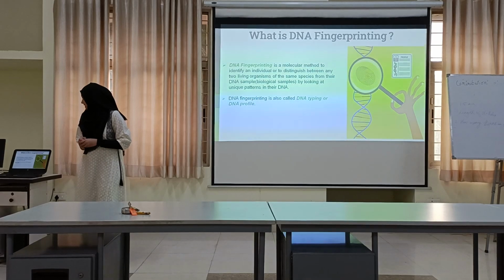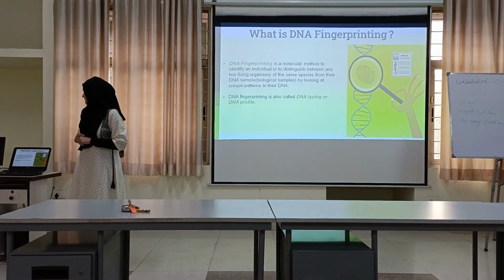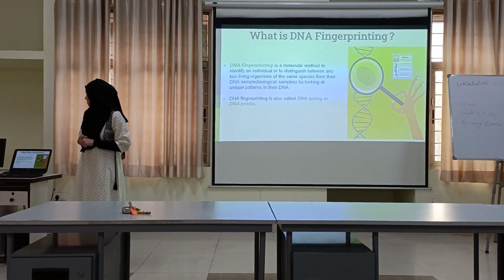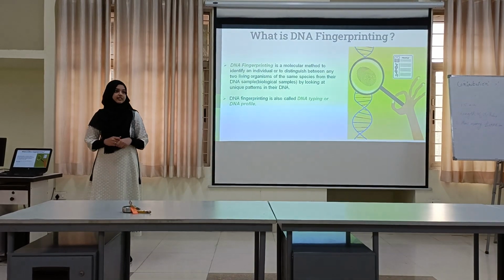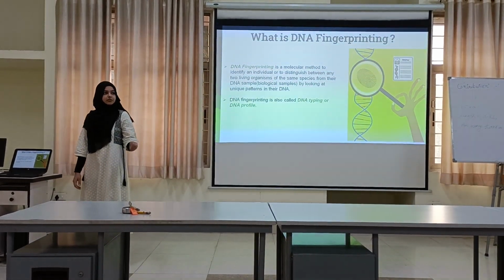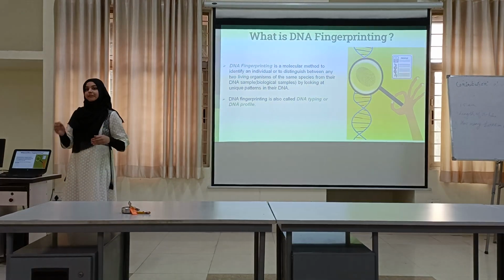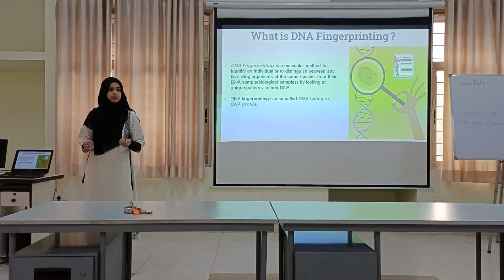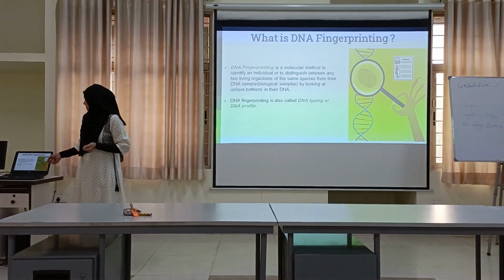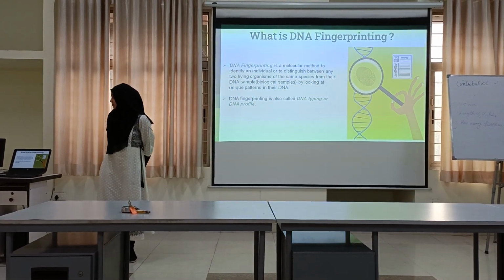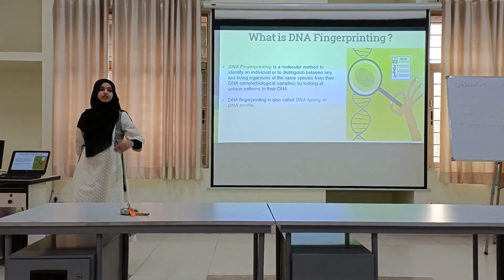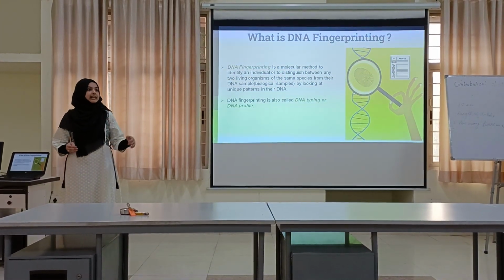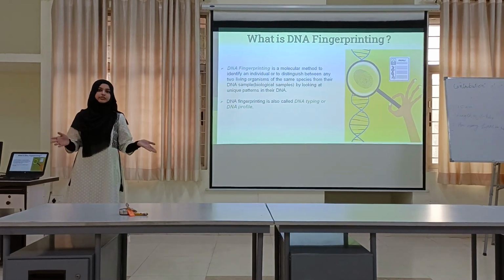Now, by definition, DNA fingerprinting is a molecular method to identify an individual or to distinguish between any two living organisms of the same species by looking at the unique patterns on their DNA. So, it is a technique that distinguishes people on the basis of the unique patterns present in their DNA. We're quite familiar that DNA is the genetic material of most living organisms. DNA fingerprinting is also called DNA typing or DNA profiling. So DNA was used to identify or distinguish between different people, to prepare a profile that could be used as an identity for different people.